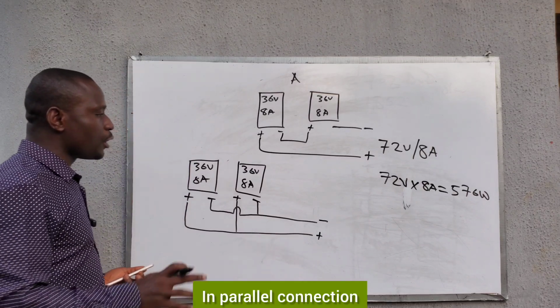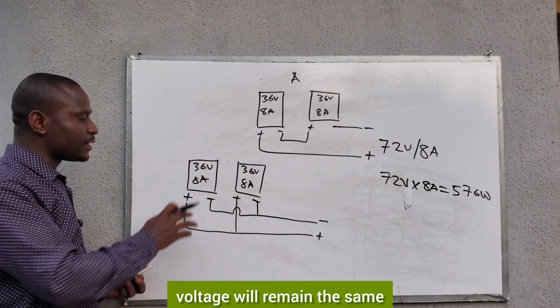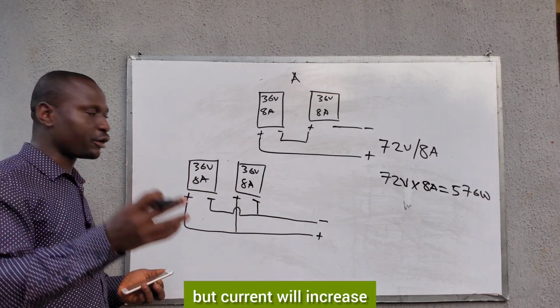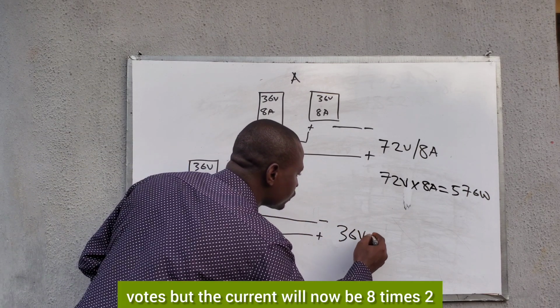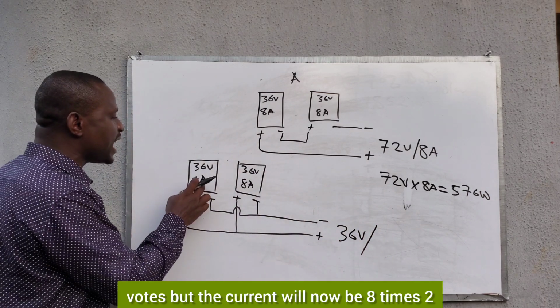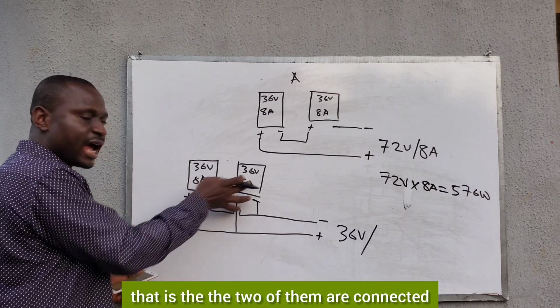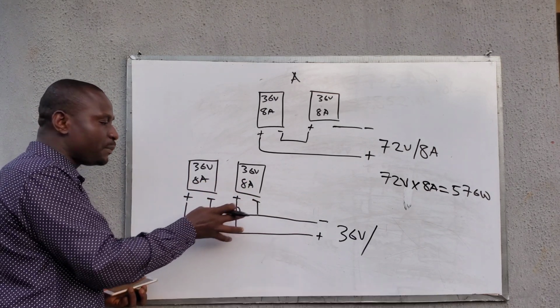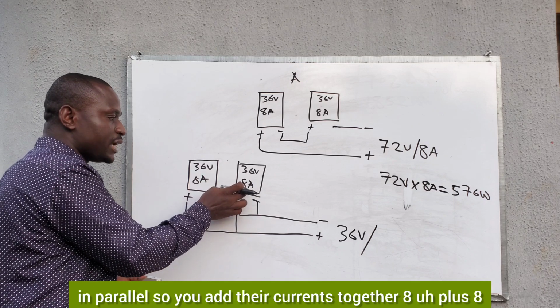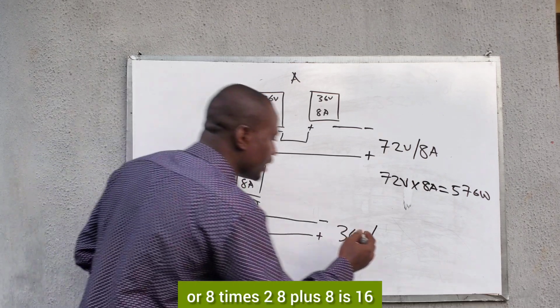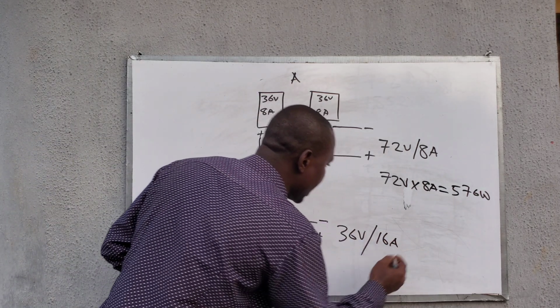In parallel connection, voltage will remain the same, but current will increase. So it will still be 36 volts, but the current will now be 8 times 2. That is, the two of them are connected in parallel, so you add their currents together. 8 plus 8, or 8 times 2. 8 plus 8 is 16 amps.